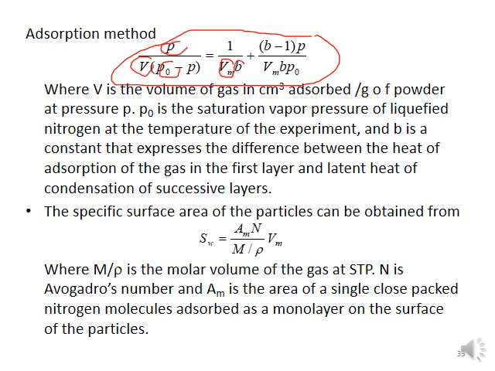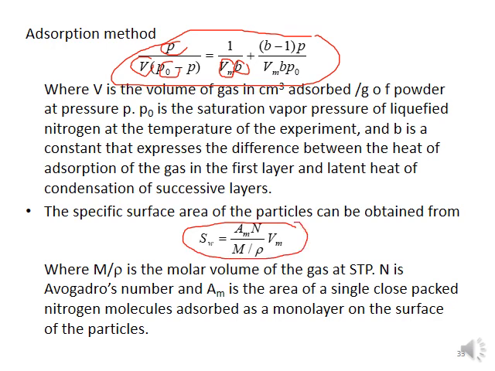B is a constant that expresses the difference between the heat of adsorption of the gas in the first layer and the heat of condensation in successive layers. Once Vm is determined from the slope and the intercept of the linearized form of the equation, then the specific surface area can be calculated. This is the equation that is used to determine the specific surface area.